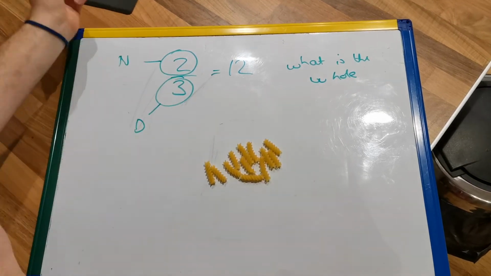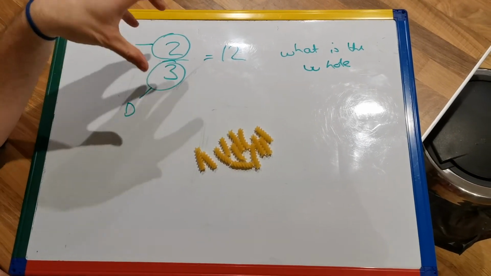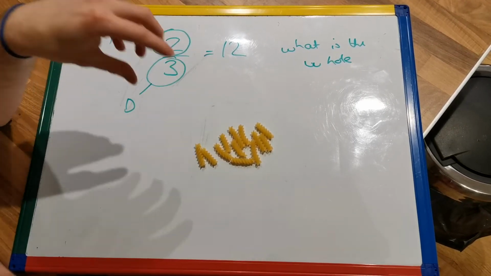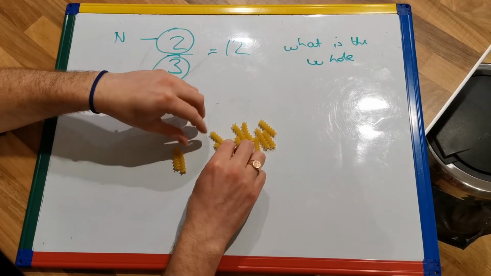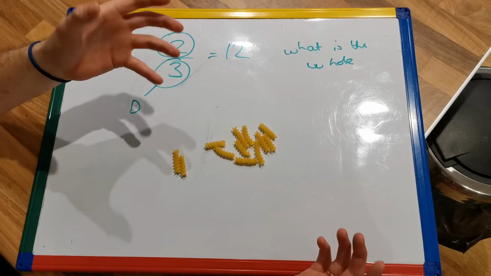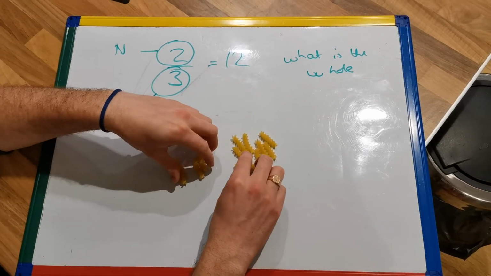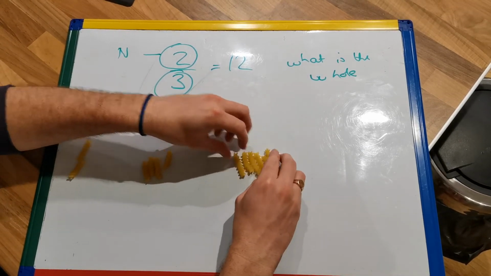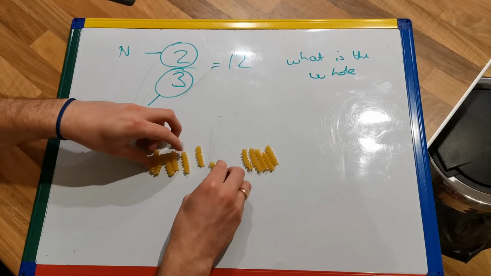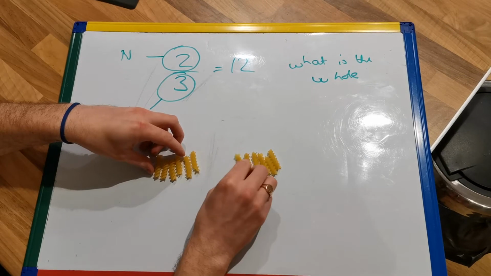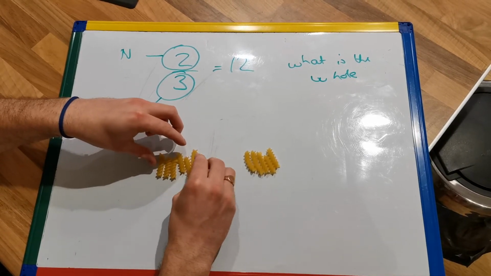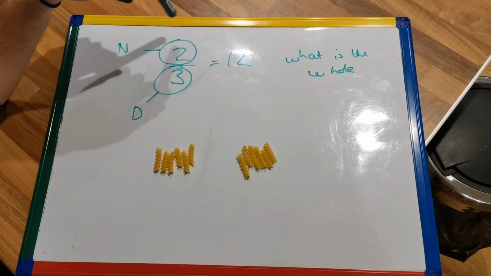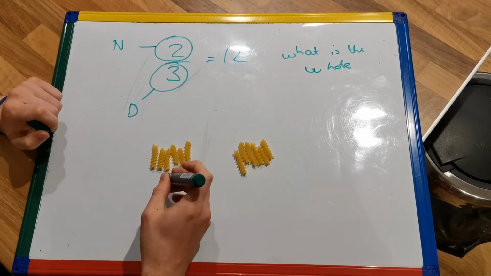Now the numerator tells me that this is 2 parts, and all fractions have to be equal, so I have to split these into 2 equal parts. I know that 12 divided by 2 is 6. So I should have 2 piles of 6. That one goes over there. So it tells me that 2/3 is 12.